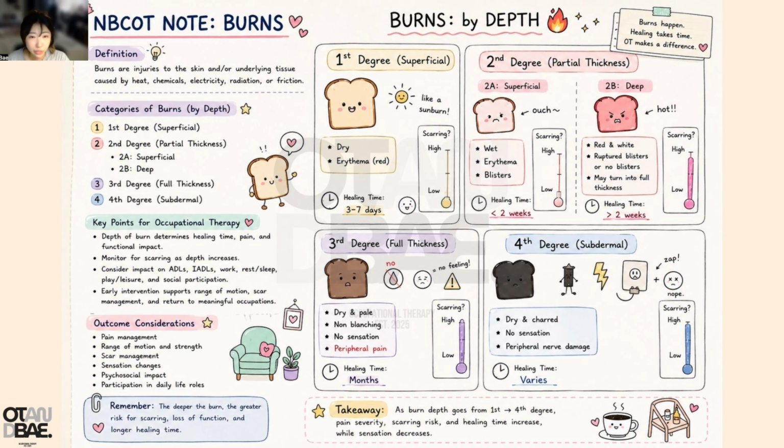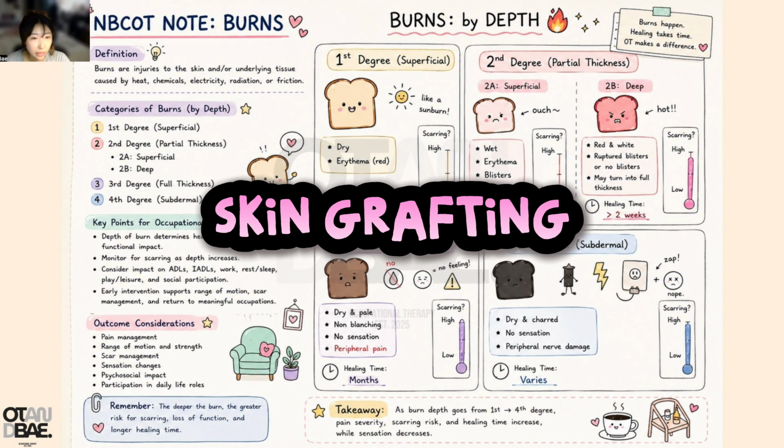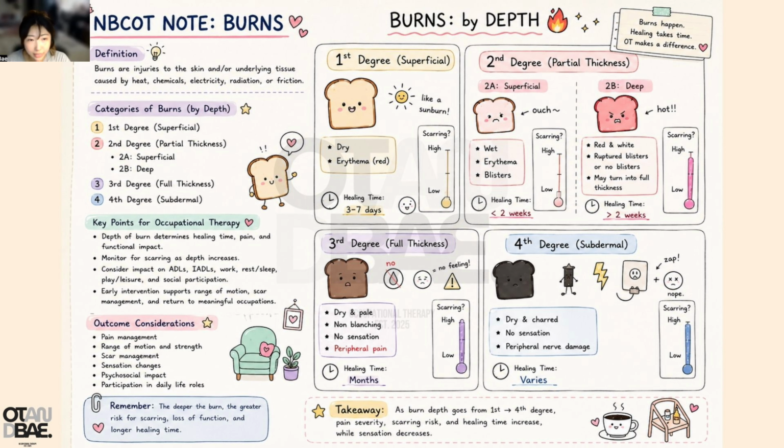Before we memorize first degree, second degree, third degree, let's zoom out. Instead of thinking I have four different burns to memorize, I want you to think I have one concept to understand. Burns are classified by depth. And once you understand the depth, you can predict almost everything else. How long it takes to heal, whether it scars, whether skin grafting is likely, how painful it is, what OT should prioritize. So instead of memorizing four separate lists, we're going to follow one simple trend.